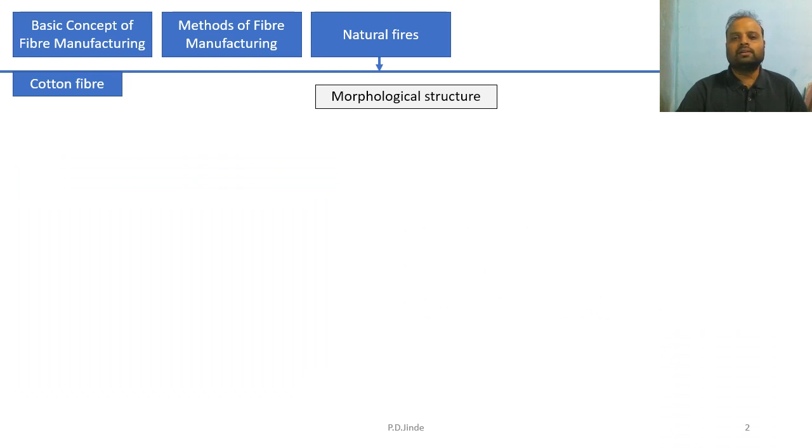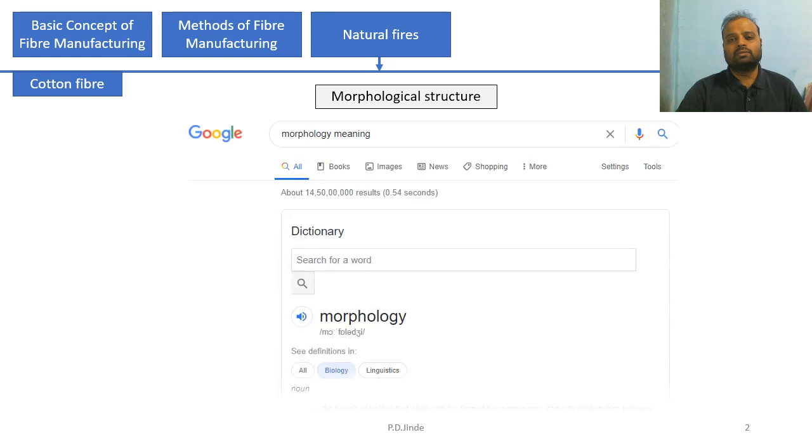Once we understand the introductory part of cotton fiber, let's talk about the morphological structure of cotton fiber. What is morphology? According to Google, morphology is a branch of biology which deals with structural relationships. In simple words, morphology is the study of a biological form related to its structure. In other words, the physical composition of a fiber is its morphology.